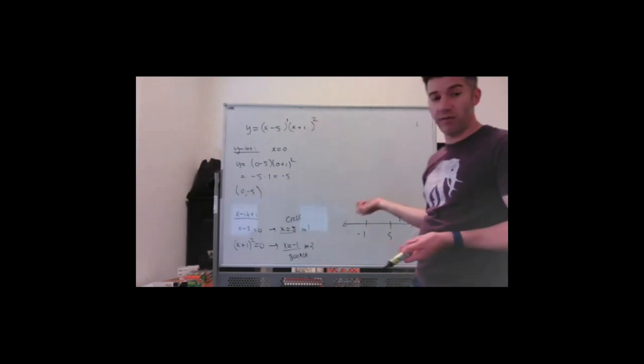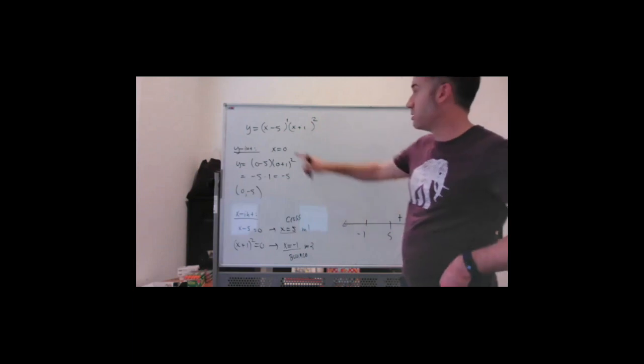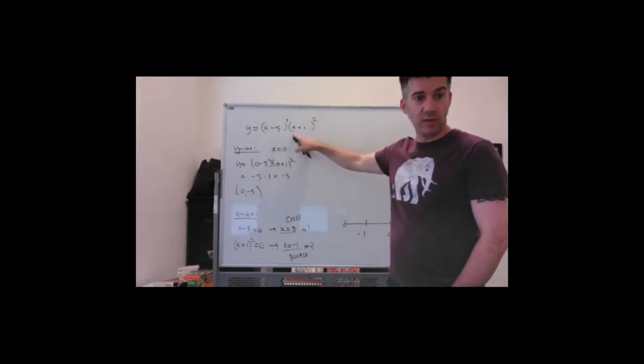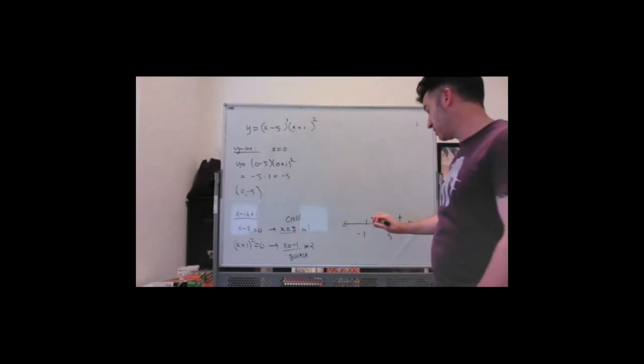Pick a number between -1 and 5, like 0. 0 minus 5 is negative. 0 plus 1 squared is positive, and the negative times positive is negative.